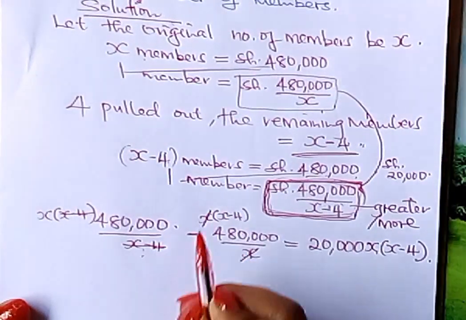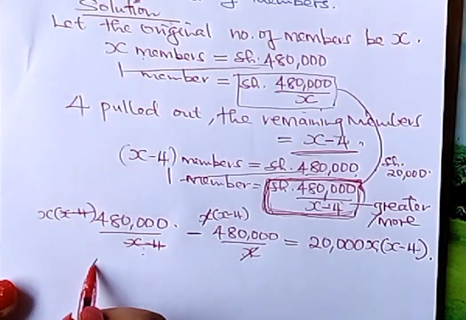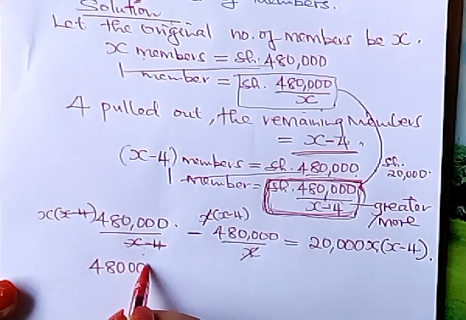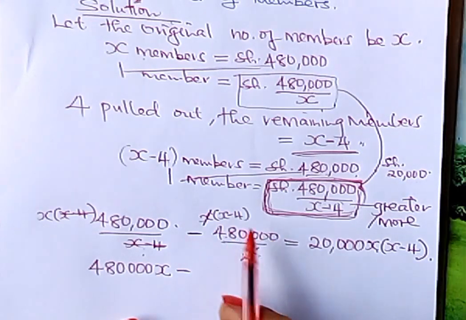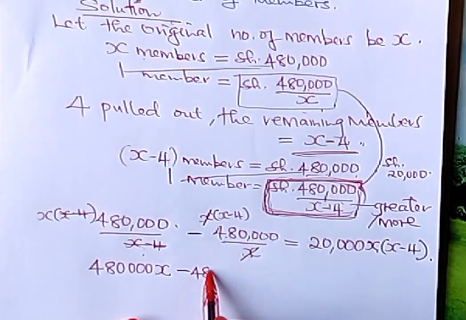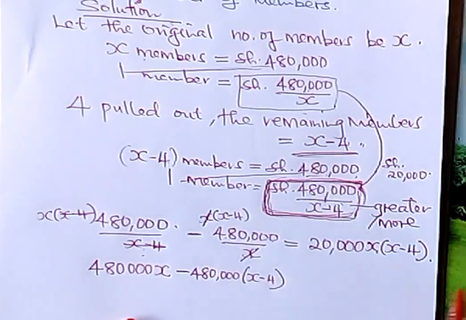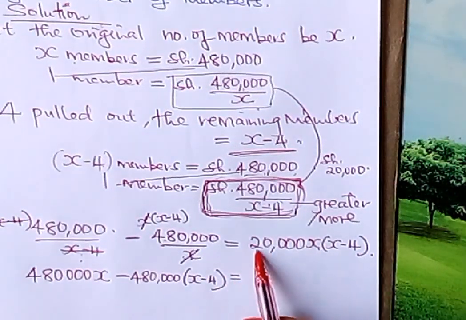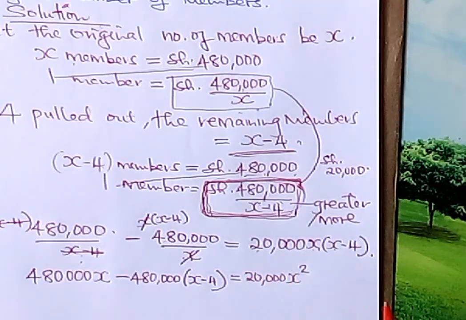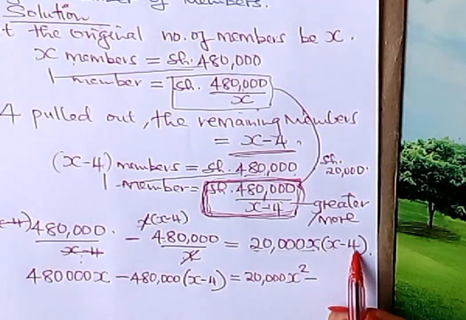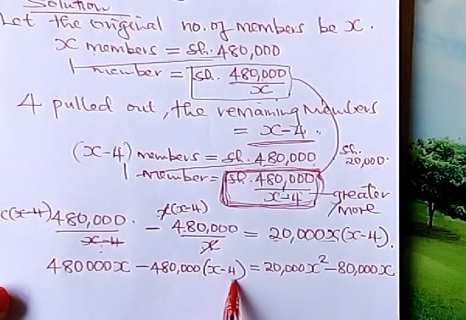Here, x and x will cancel out, and then we multiply. 480,000 times x gives you 480,000 x. Minus what? 480,000 multiplied by x minus 4, maybe you can write it here so that we don't make a mistake, is equal to 20,000 x times x gives you 20,000 x squared. Minus what? This times 4 gives you 80,000 x.